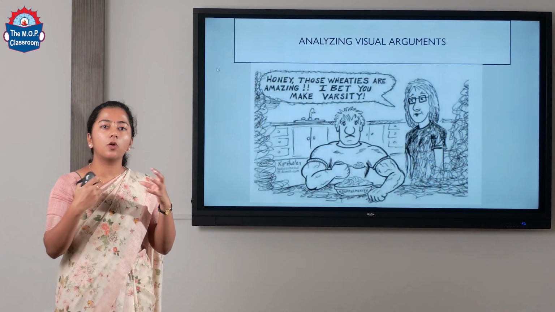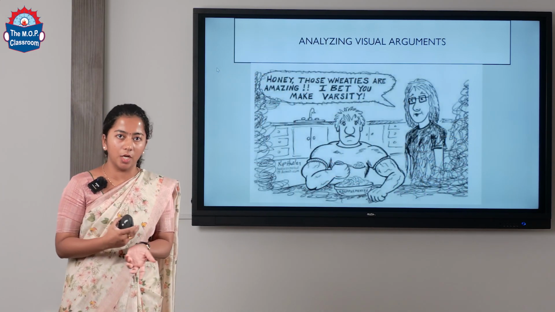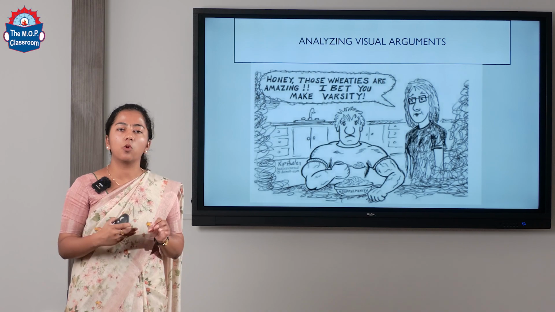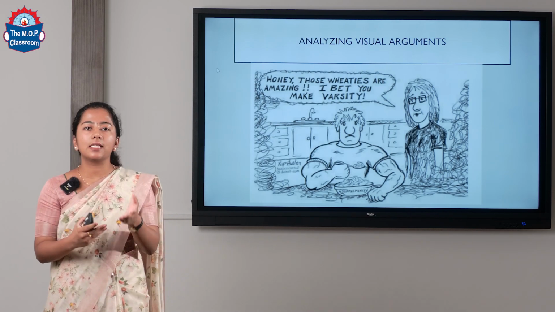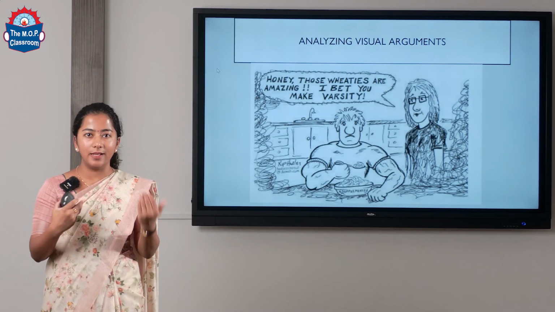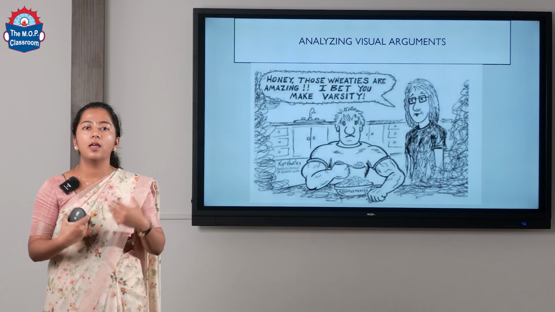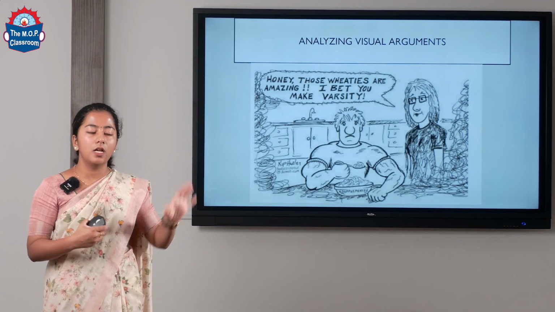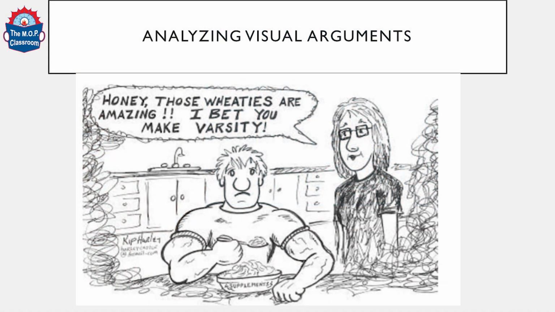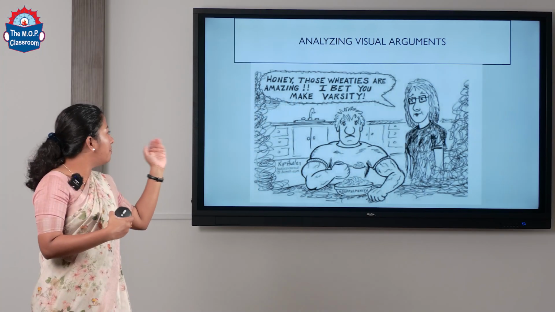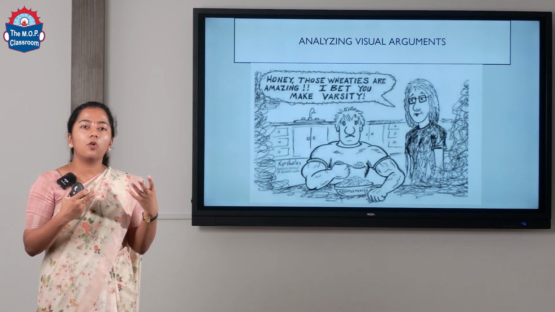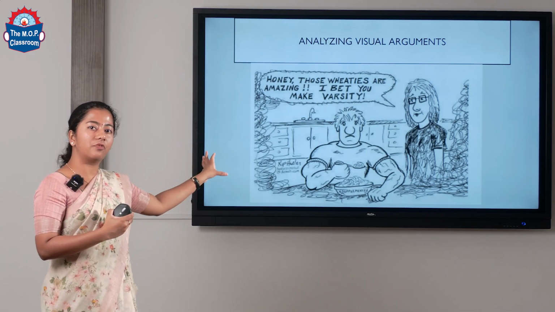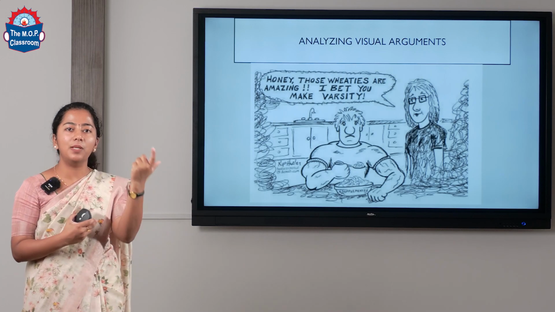Moving on. So basically, looking at a visual argument, what are we as learners supposed to do? We look at these images and we have to understand what this image is trying to tell us, and we have to analyze these images, right? Now take a look at this image, right? So here we have a mother and a son in a home setting, all right? So we have the mother who tells her son, "Honey, those Wheaties are amazing. I bet you make varsity," right? So she can see that the bowl in front of him, if you notice, says "supplements," right?